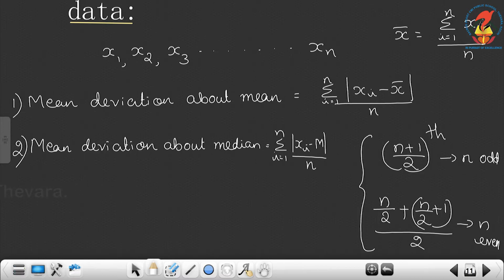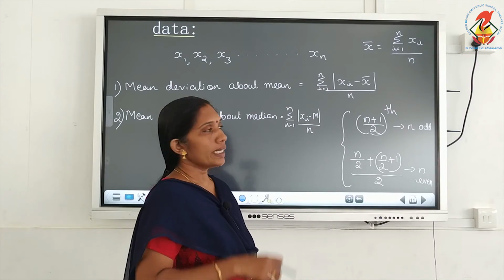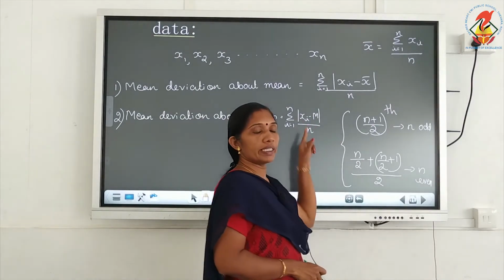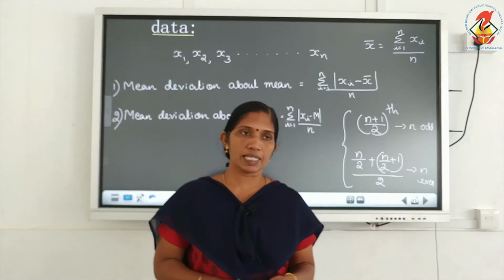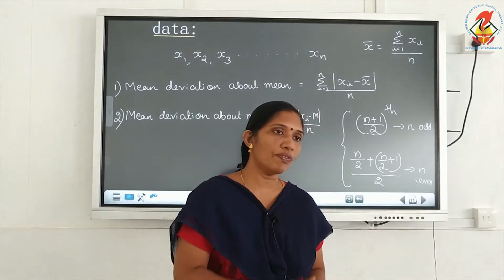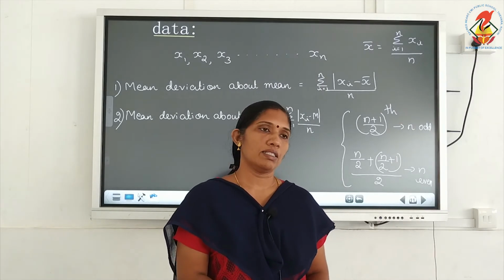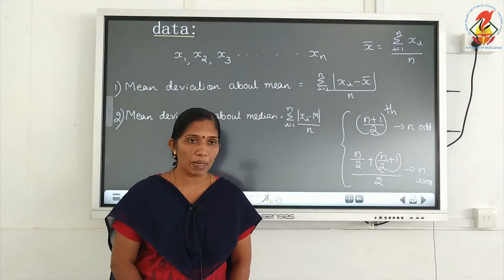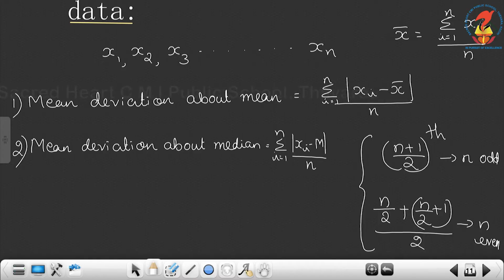Okay. So this is the rule for finding median for raw data. Then after finding the median, find the deviations, xi minus m. So x1 minus m, x2 minus m, like that, xn minus m. Find their absolute values, then find the sum, then divide by n. So that will give the mean deviation about the median. Okay. So we can do problems.